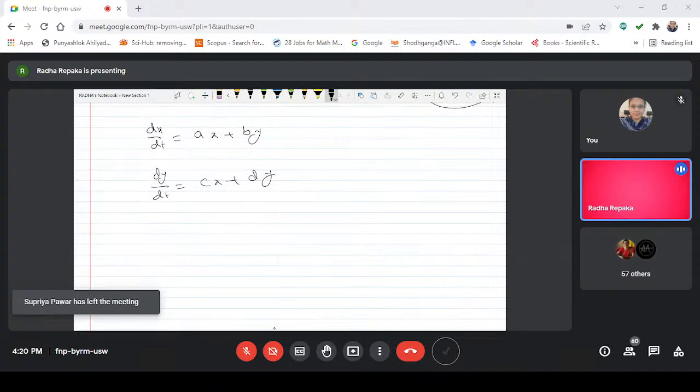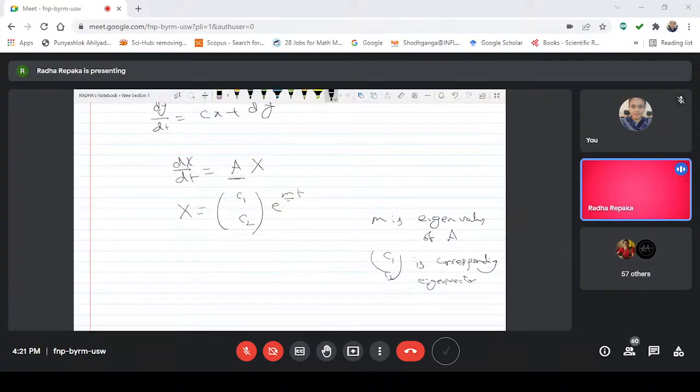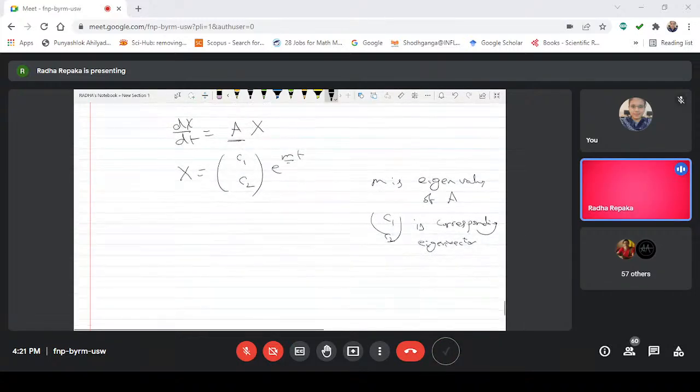So, what is the meaning of it? dx/dt is equal to A into x. So, we consider one arbitrary vector into e to the power mt. It turns out that m is the eigenvalue of A, and c1 comma c2 is the corresponding eigenvector. Okay, corresponding eigenvector. So in this case, for a given matrix A, you determine the eigenvalues and the eigenvectors, so you can write this solution. So for the time being, I'll stick to A as a 2 by 2 matrix. So m1 and m2.